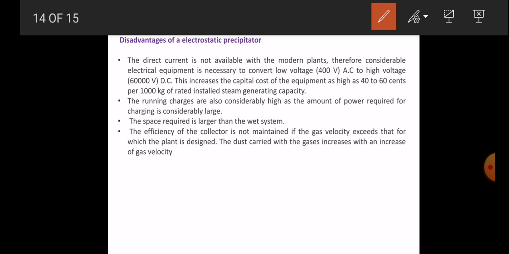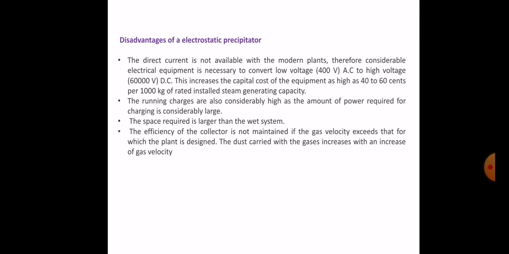So that much power is required to charge that particular panel. The space required is larger than the wet system. The efficiency of the collector is not maintained if the gas velocity exceeds that for which the plant is designed. The dust carried with the gases increases with an increase of gas velocity. Okay, so these are the disadvantages of the electrostatic precipitator, right?